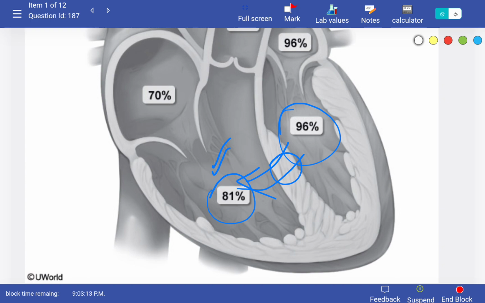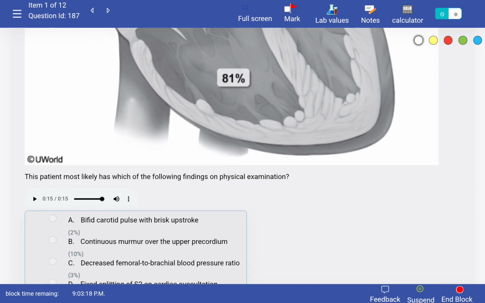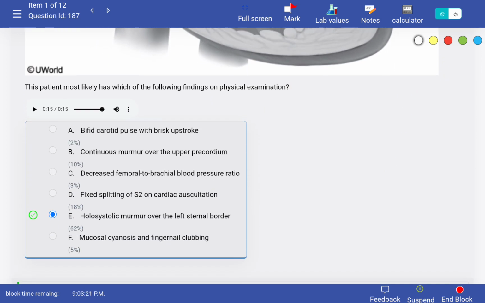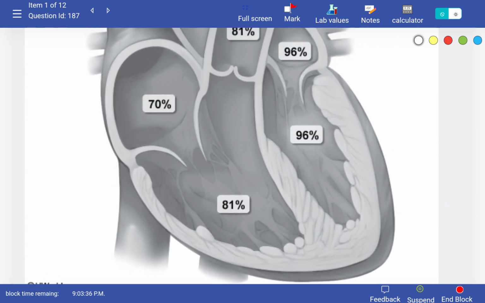And the ventricular septal defect murmur can be best heard as a holosystolic murmur, and it is best heard at the left sternal border, right? Why not the other options? Let us look at the explanation further.